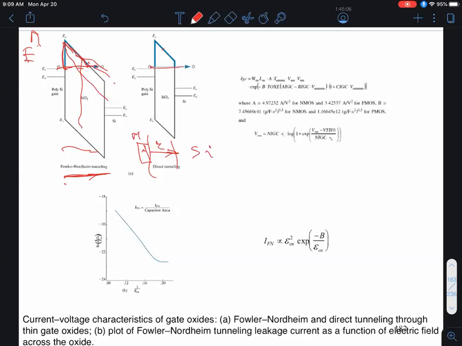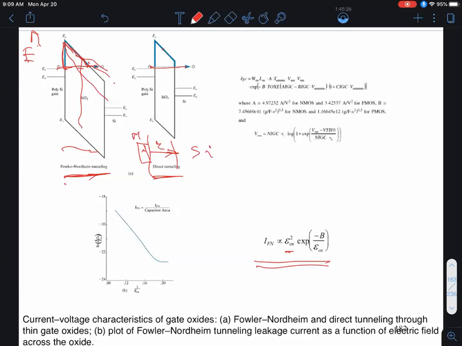They can go straight directly through the oxide and appear in the silicon. And that flavor is known as direct tunneling, okay? The overall physics is more or less the same, but the exact current-voltage dependencies are slightly different. If you go through the physics, the Fowler-Nordheim tunneling current scales as the electric field squared in the oxide times e to the power minus a constant B divided by the electric field, okay?